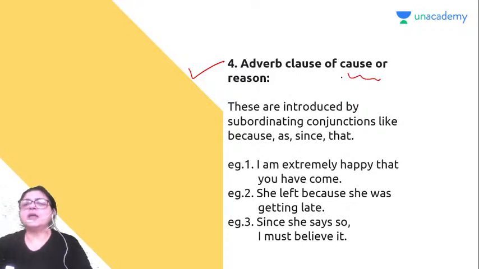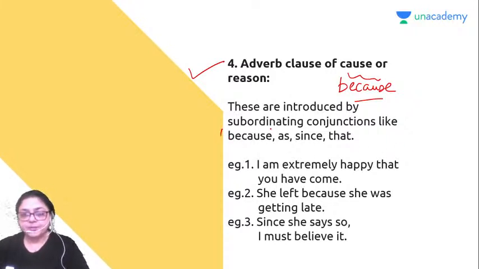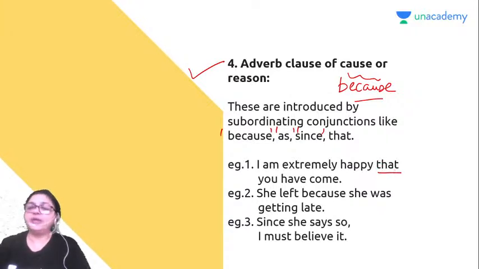The word cause of course reminds me of because. Okay, because. Why? These are introduced by subordinating conjunctions like because, as, since, and that. Now let me see how and when do I put them in my sentences. I am extremely happy that you have come. So now my adverb clause over here for cause or reason is, why am I happy? I am extremely happy that you have come.